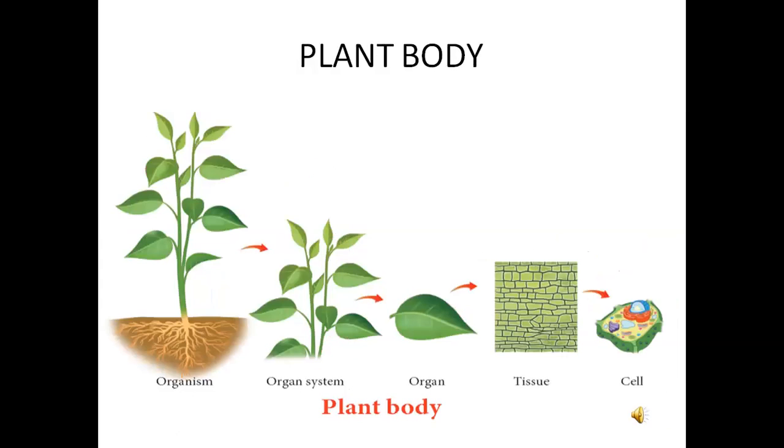Next, the plant body. The plant body is also like the human body. Cells function together to form tissue, different tissues combine together to form an organ, and different organs form an organ system. The whole forms an organism.